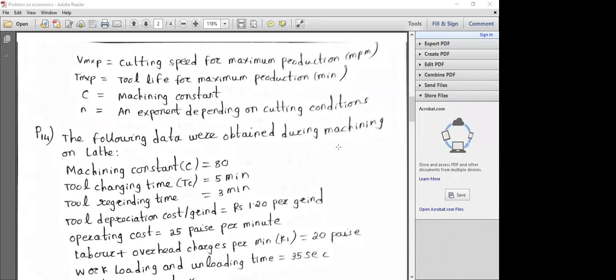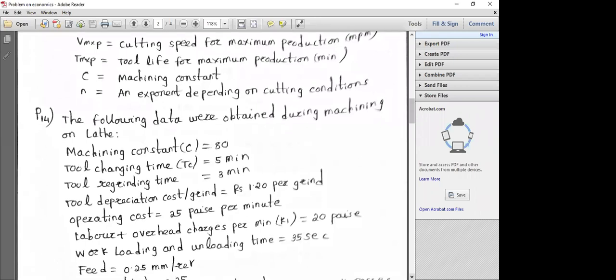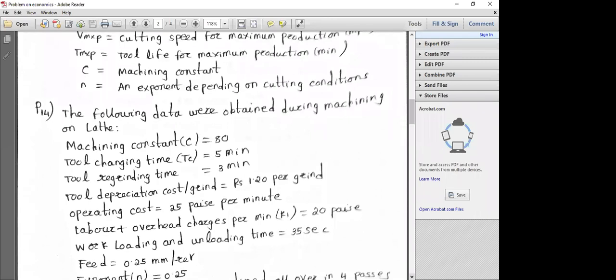And what is K1? K1 is the operating cost, and it is the sum of the labor plus overhead charges. It is K1, 20 paise. And what is the work loading and unloading time he has given? Because that is the idle time. What is work loading and unloading time? It is the idle time, because the production will not be there, non-productive work. That's why it is known as the idle time. He has given it as 35 seconds.